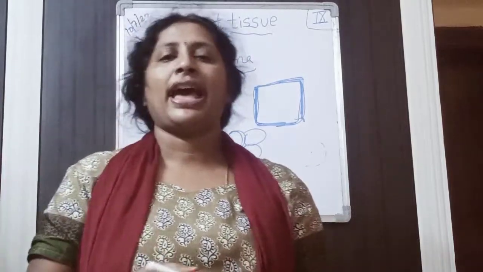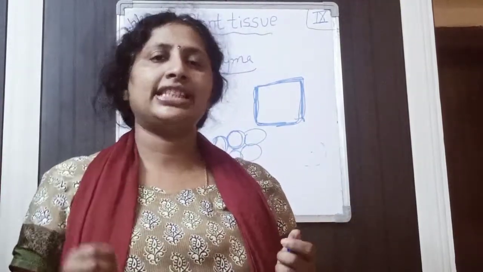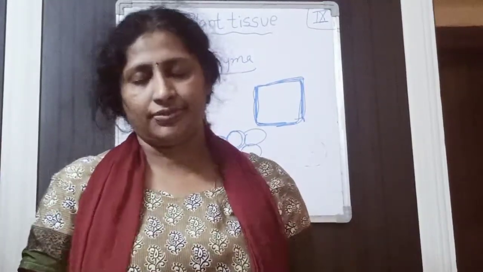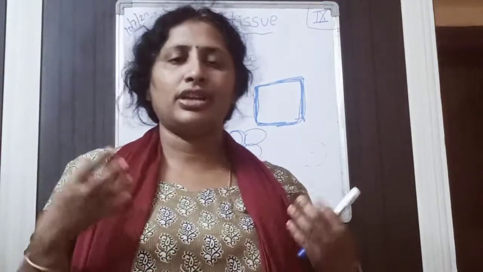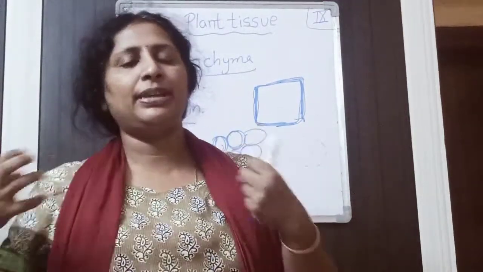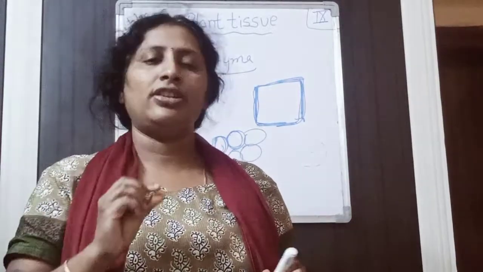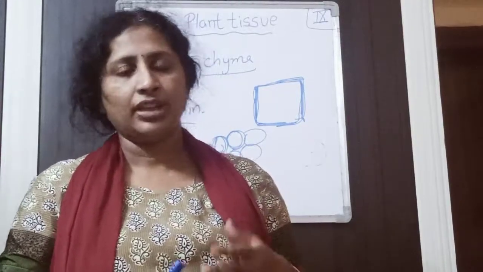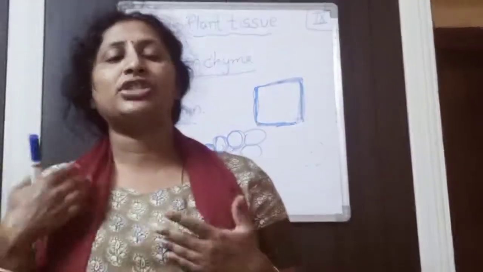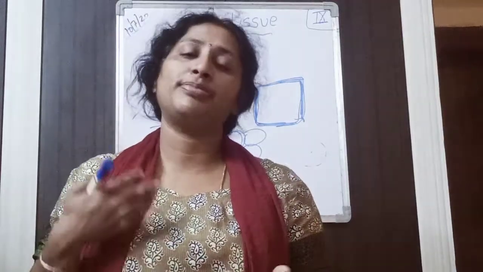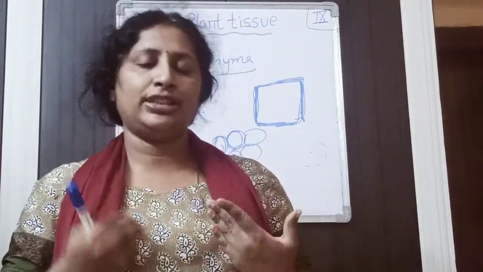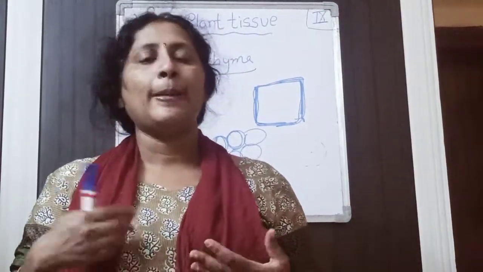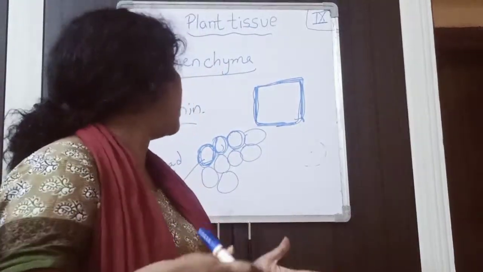Now these parenchyma cells have a thin cell wall and are soft in nature. There is some space in between the cells. The intercellular space is present in between the parenchyma cells. Clear? This is about parenchyma. Next, collenchyma. Collenchyma tissue is mostly providing flexibility to the plant, and it is also giving mechanical support or mechanical strength to the plant. This is simply about the collenchyma.